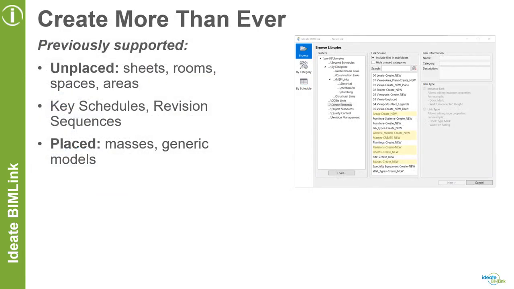Now you can create even more Revit elements with Ideate BIMLink. For quite a few versions, we've had the ability to create unplaced sheets, rooms, spaces, and areas. We've also had the ability to create key schedules and revision sequences. For model elements, we've been able to place mass elements and generic model elements based on coordinates.